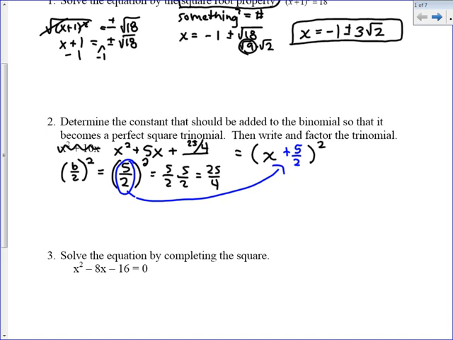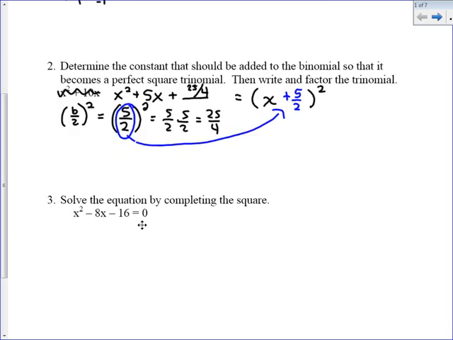Could you do x plus 5 over 2 in parentheses and then x plus 5 over 2 in parentheses? That would be okay for this problem, but when you get to number 3, it's not going to help us at all. But yes, for this particular problem where it's literally just factor, I'd be okay with that if you just wrote the factor out twice.